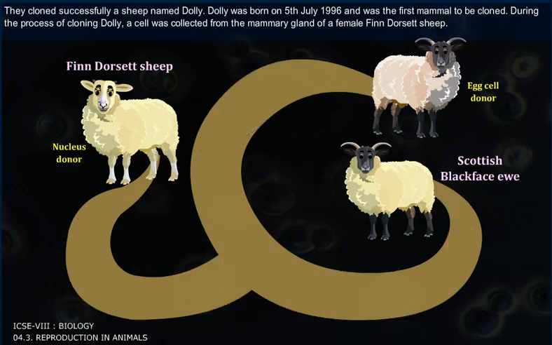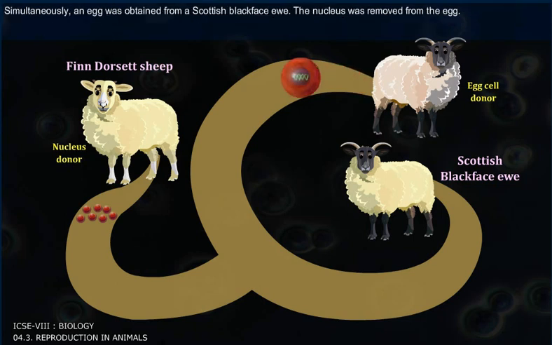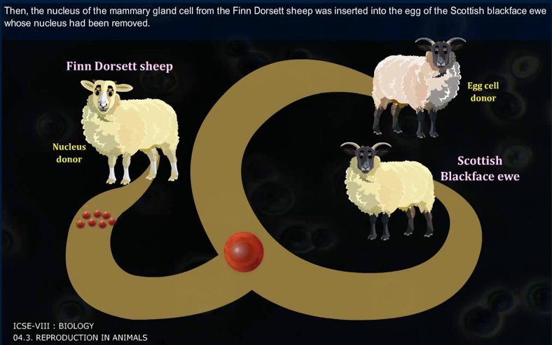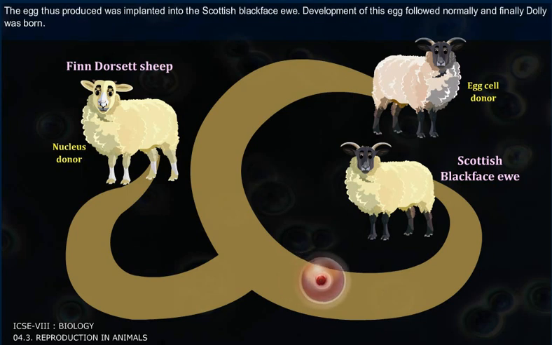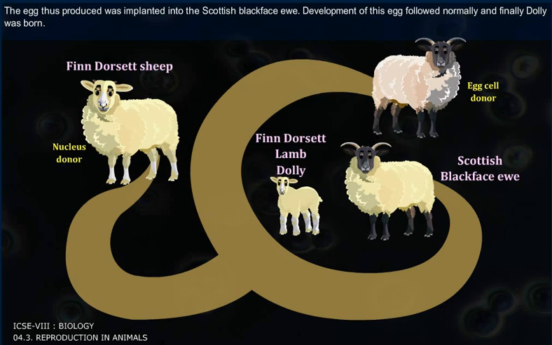During the process of cloning Dolly, a cell was collected from the mammary gland of a female Finn Dorset sheep. Simultaneously, an egg was obtained from a Scottish black-faced ewe. The nucleus was removed from the egg. Then, the nucleus of the mammary gland cell from the Finn Dorset sheep was inserted into the egg of the Scottish black-faced ewe whose nucleus had been removed. The egg thus produced was implanted into the Scottish black-faced ewe. Development of this egg followed normally and finally Dolly was born.